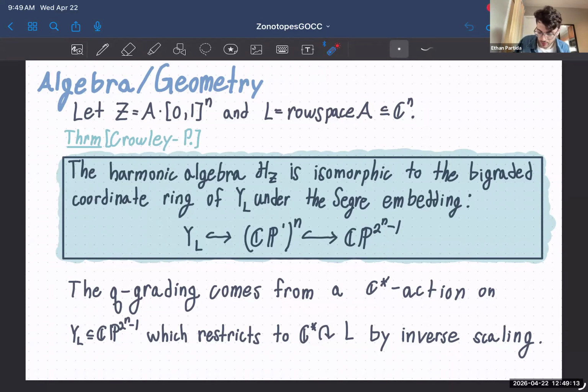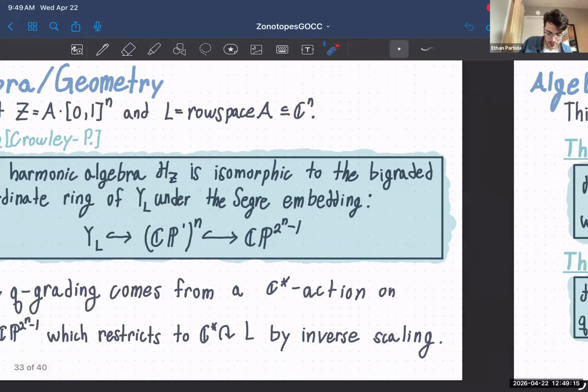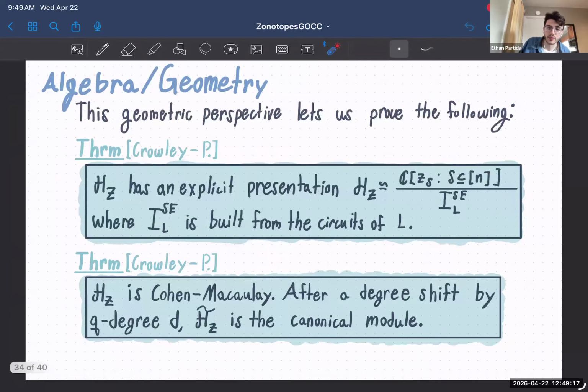So this is an interpretation, and the reason I like this interpretation is that we can prove theorems with it. So the theorems are as follows. Basically, we can actually give a presentation of the harmonic algebra in terms of generators and relations. This is due to the fact that I have a coordinate ring. This is like the vanishing ideal of y sub L. And we can prove the algebraic theorem.